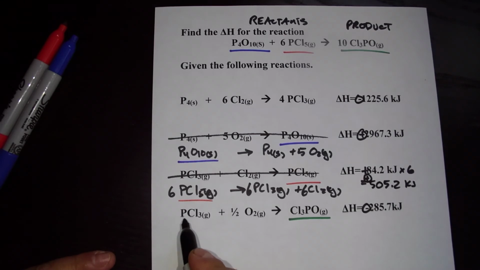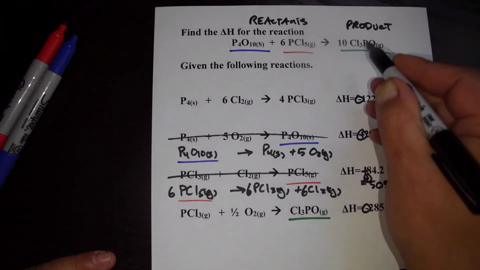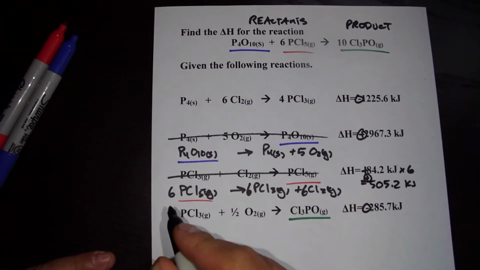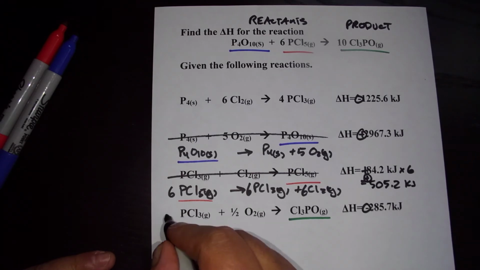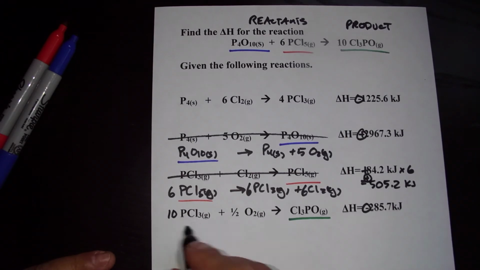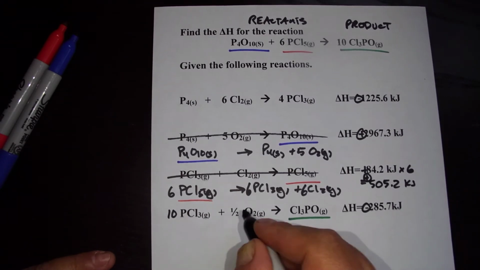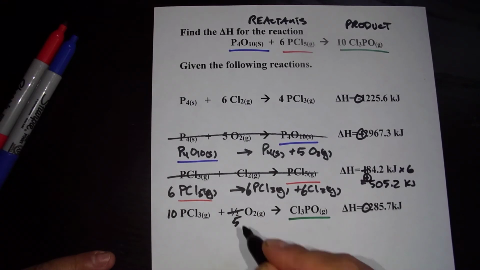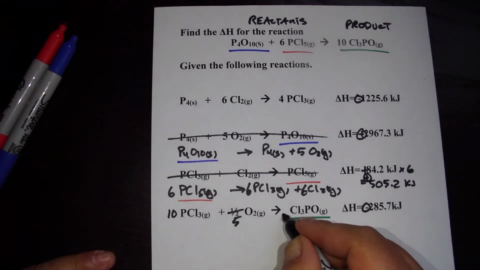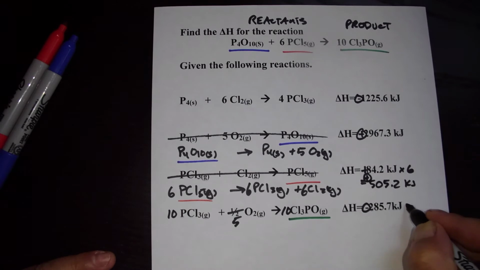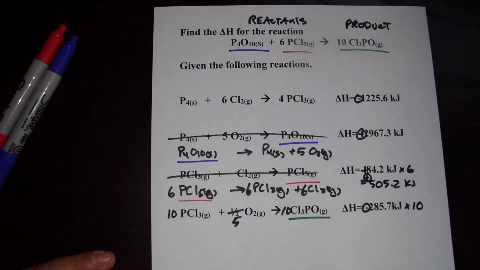So this one needs to be 10 times bigger, so I'm going to multiply this entire thing by 10. Now 10 times 1 is 10. 10 times a half is going to give you 5. And then you have the 10 right there. Now we have to multiply this by 10 as well.